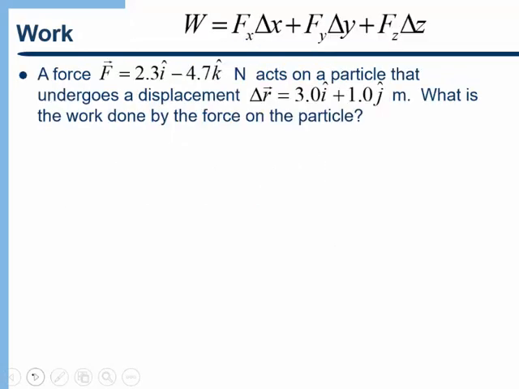So let's go ahead and try this out. I'd like you to pause the video and try this on your own. Be very careful about reading the problem carefully. A force F equals 2.3 i minus 4.7 k newtons acts on a particle that undergoes a displacement, delta R, equal to 3.0 i plus 1.0 j meters. What's the work done by the force on the particle? So go ahead and try it out on your own.